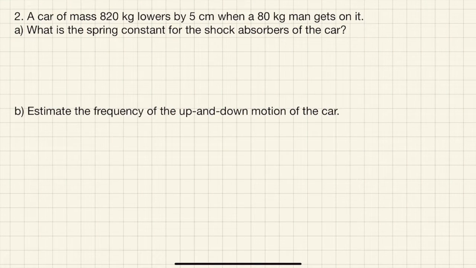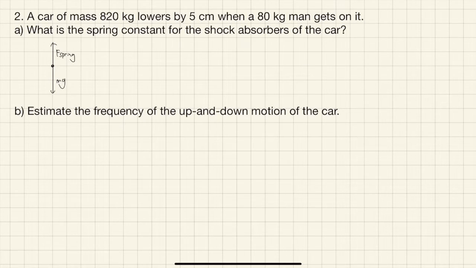Question 2. A car of mass 820 kilograms lowers by 5 centimeters when an 80 kilogram man gets on it. What is the spring constant for the shock absorbers of the car? Part B. Estimate the frequency of the up and down motion of the car. First, we want to make sure that we can write the correct free body diagram. We draw the car as a point mass, indicated by a dot, and the force acting downwards is the weight of the car and the man, where the force opposing it is the force of the spring.